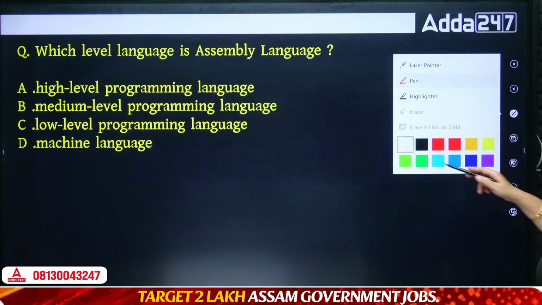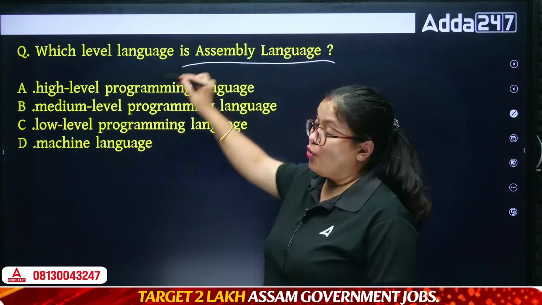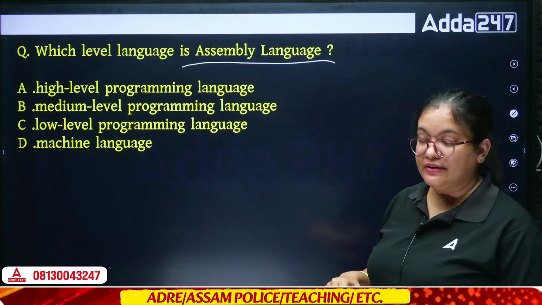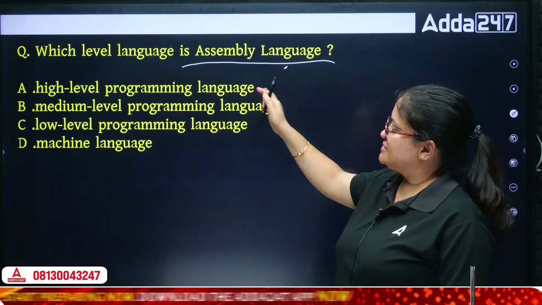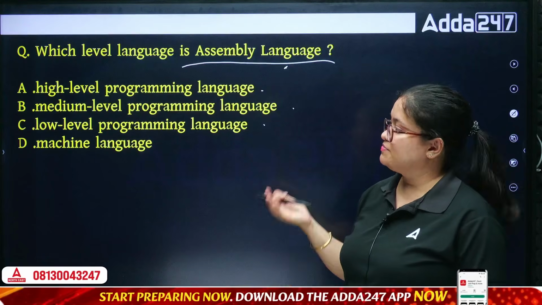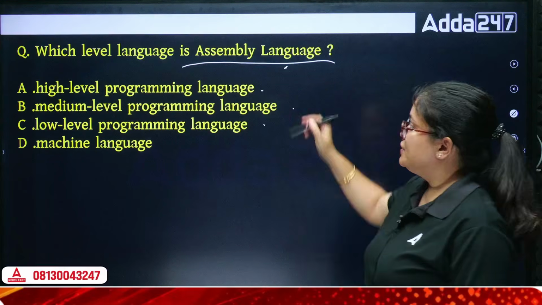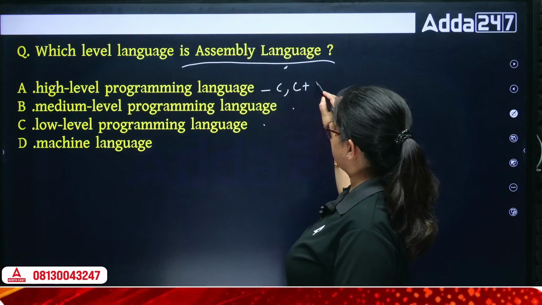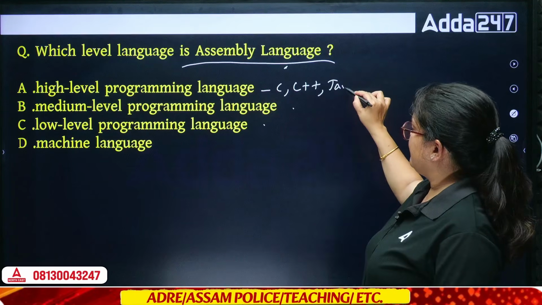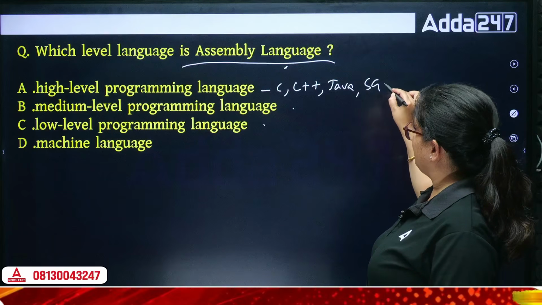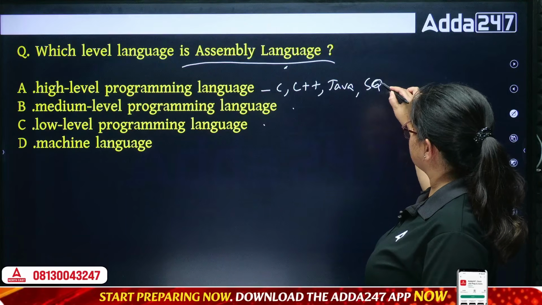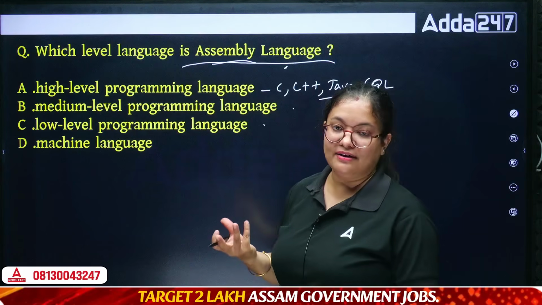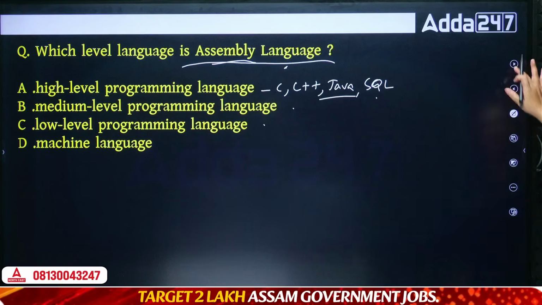Okay, next question, it is again a question from the core computer part. Whenever we talk about assembly language, it is a type of what language? Is it a high level language, medium level language or low level language? Whenever we talk about high level languages, mainly C, C++, Java, SQL come under it. But assembly language is a form of low level language.